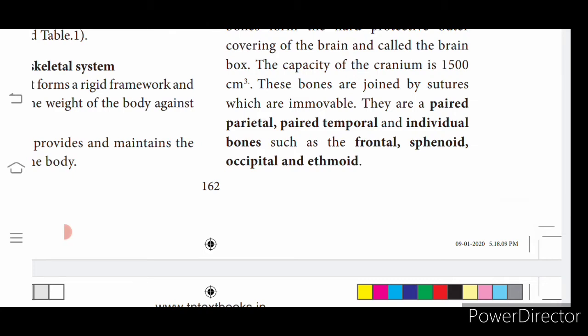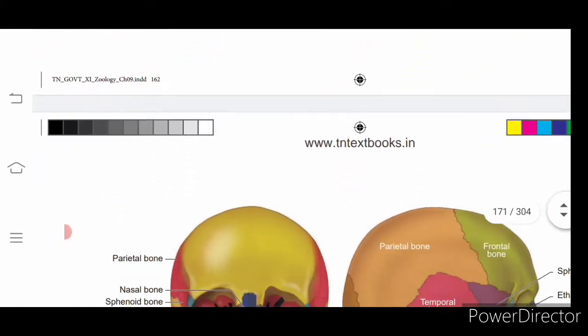These bones are joined by sutures. Sutures means the immovable joints. Sutures are the joints which look like stitches. Okay, they are immovable joints. Paired parietal, paired temporal, and individual bones such as frontal, sphenoid, occipital and ethmoid bones. So what I read now are the names of the bones in the skull.